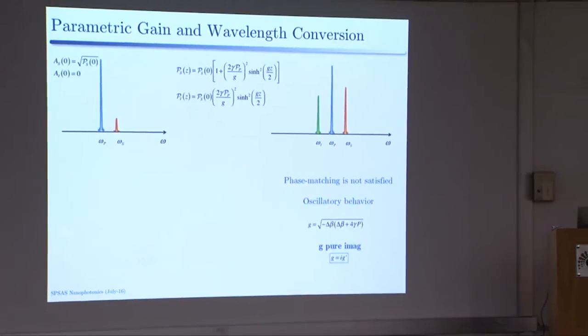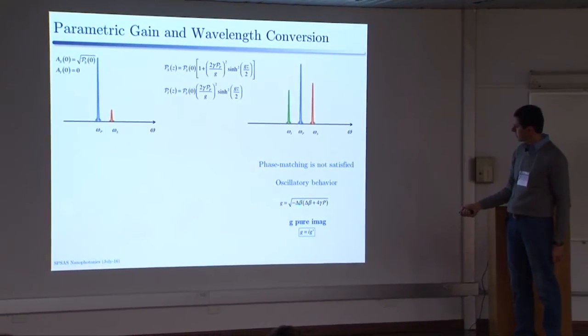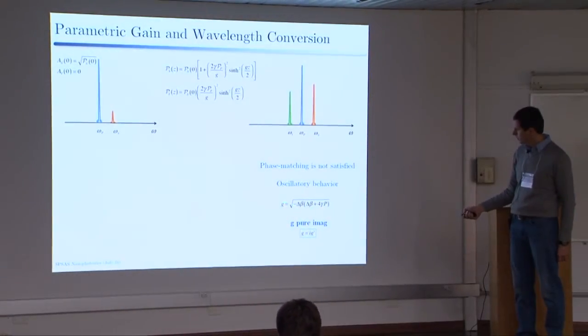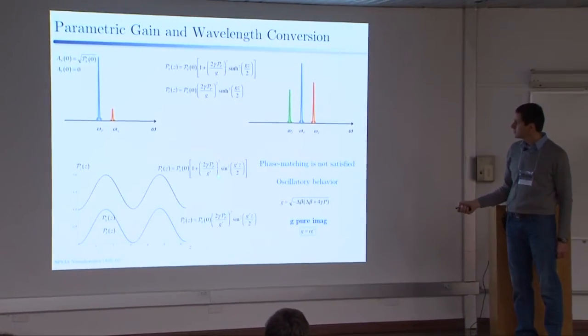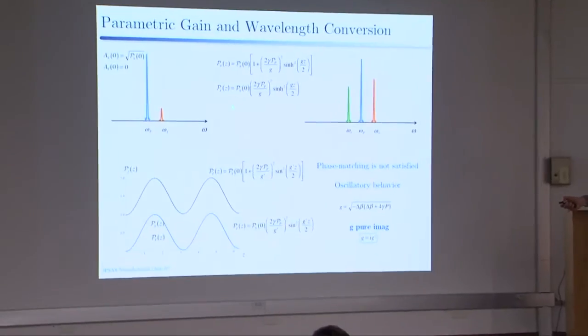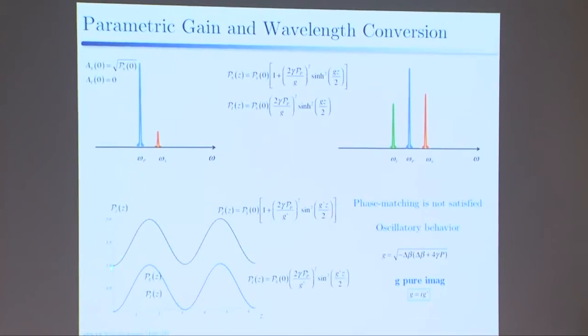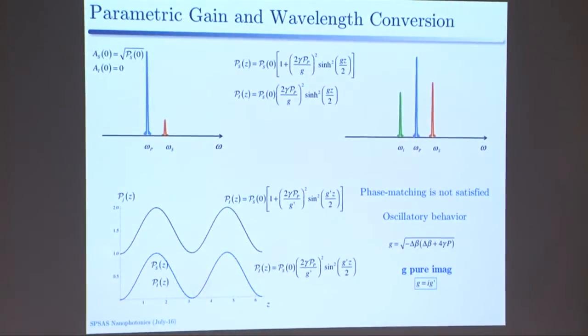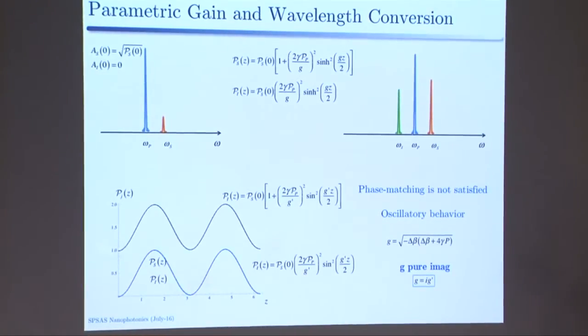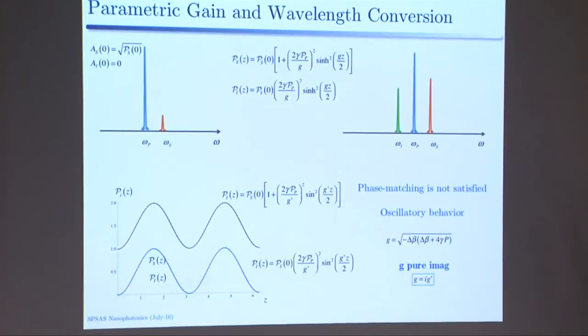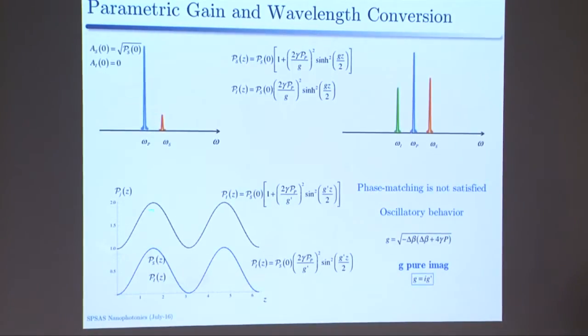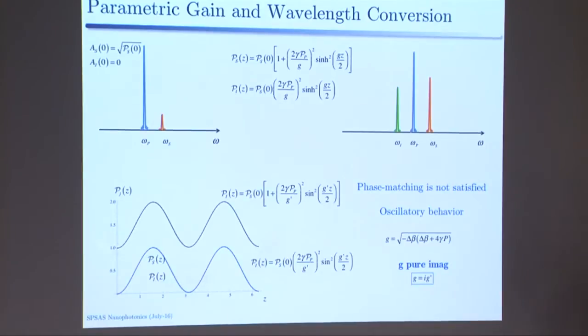Now, what if it's not satisfied? What if I am in a regime where delta beta is positive and this term is positive, therefore this is purely imaginary? Then the solutions become simply sine. So instead of increasing exponentially, the power of those two sidebands does increase, but then they go back and forth. So you get this oscillatory behavior along the waveguide. You have a certain power at the signal, nothing at the idler. And then it does increase. So power is flowing from the pump to them. But then eventually, it reverts itself. And why does it revert itself? Well, for now, mathematically, remember the term on the right-hand side has exponential of i delta beta z. So the phase changed, therefore, it was growing, now it's decreasing.